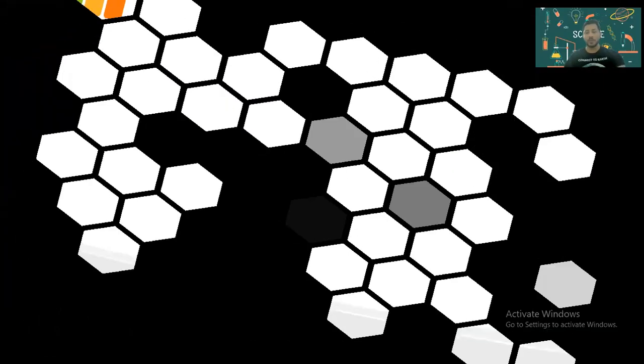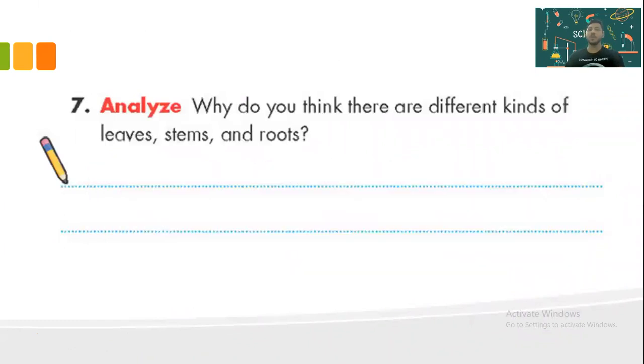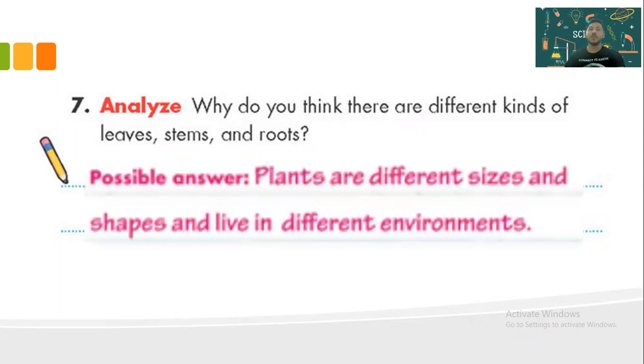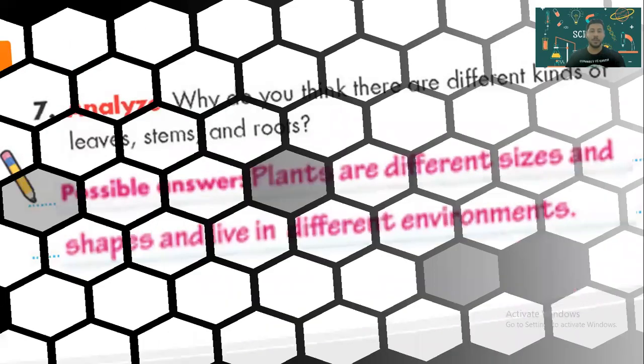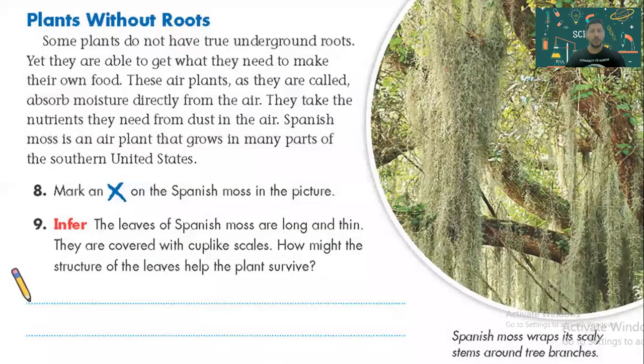In that question right here, it asks why do you think there are different kinds of leaves, stems, and roots? Because there are different plants with different sizes and shapes in different environments. For example, the plants that live in the desert are not the same as those growing in a forest or in a grassland.